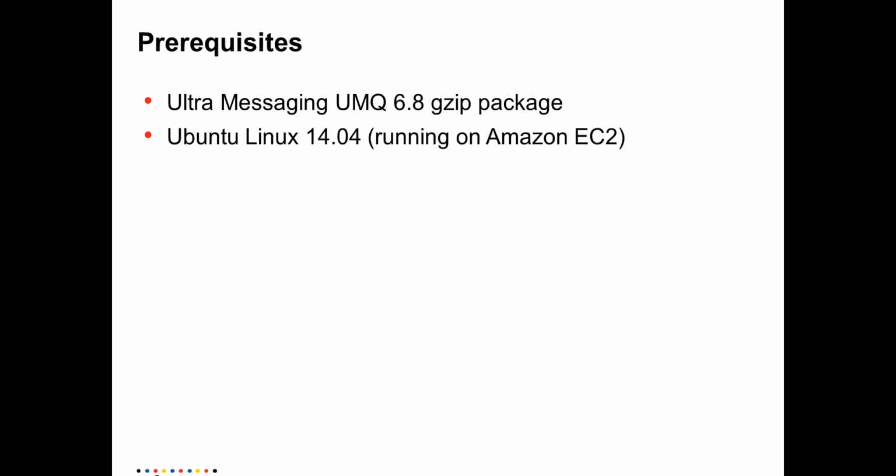The prerequisites are just the UMQ 6.8 package provided by Informatica Shipping and Ubuntu Linux 14.04 running on Amazon EC2. So here we have our SSH PuTTY client to our Amazon EC2 instance. In this directory, we have our UMQ 6.8 package. So we will make sure that that package is executable.